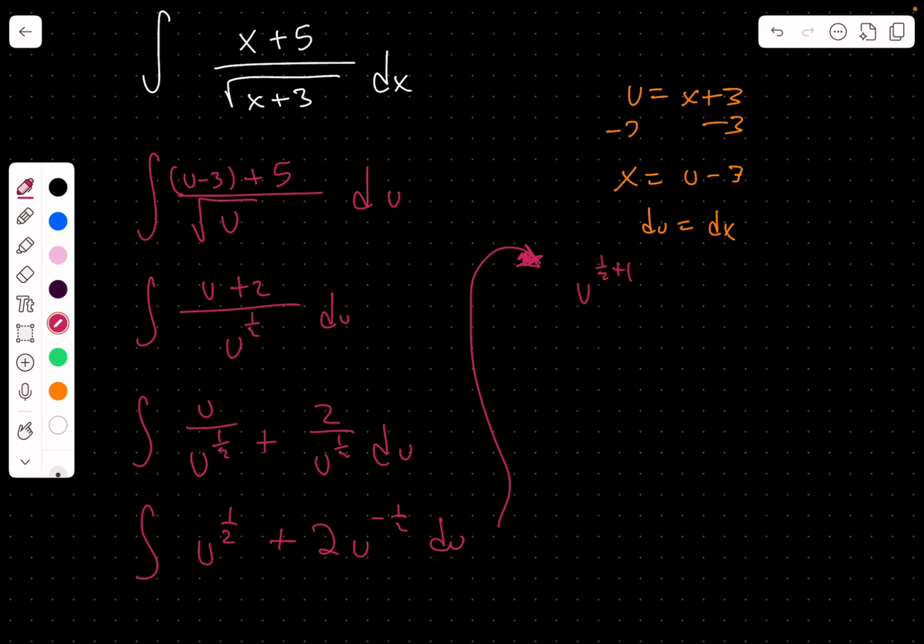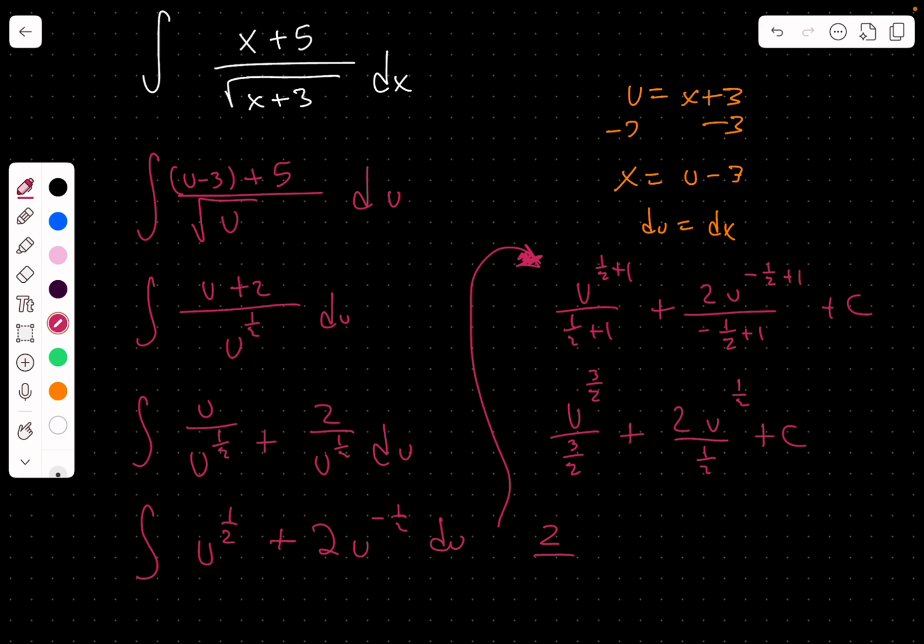u to the 1/2 plus 1 over 1/2 plus 1, plus 2 u to the negative 1/2 plus 1 over negative 1/2 plus 1, plus c. We get what? u to the 3/2 over 3/2 plus 2u to the 1/2 over 1/2 plus c. When you use the reciprocal, you get 2/3 u to the 3/2 plus 4u to the 1/2 plus c.